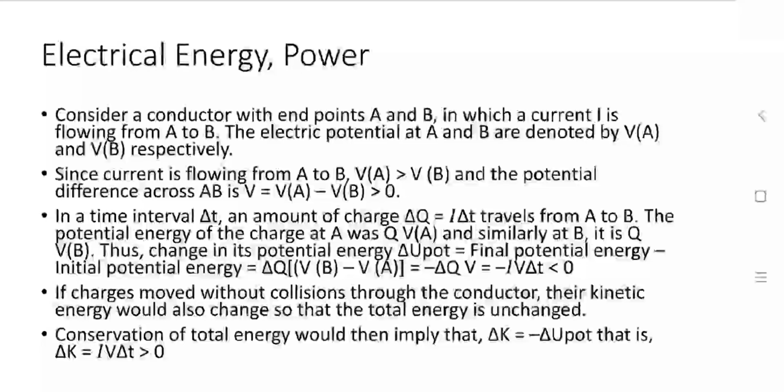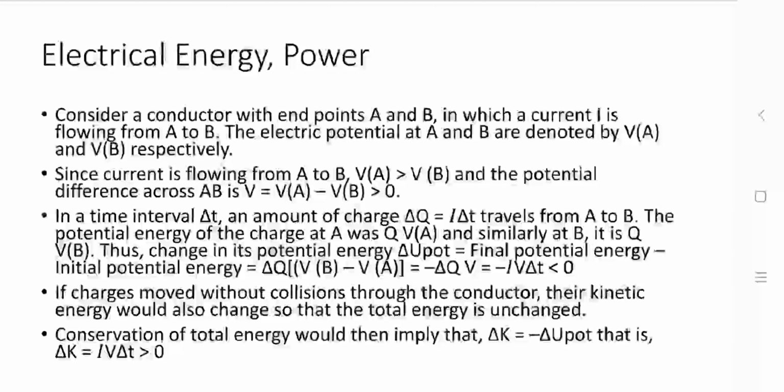Clear? I repeat, charge carriers are moving from A to B. It means charge carriers are moving from higher potential to lower potential and they try to become balanced. Initially at point A, the potential energy is q V_A, and at point B, q V_B. If they are moving from A to B, the final point is B and the initial point is A, so the potential energy change is final potential energy minus initial potential energy. So that is minus I V delta t. This is the negative potential energy change for the charges.